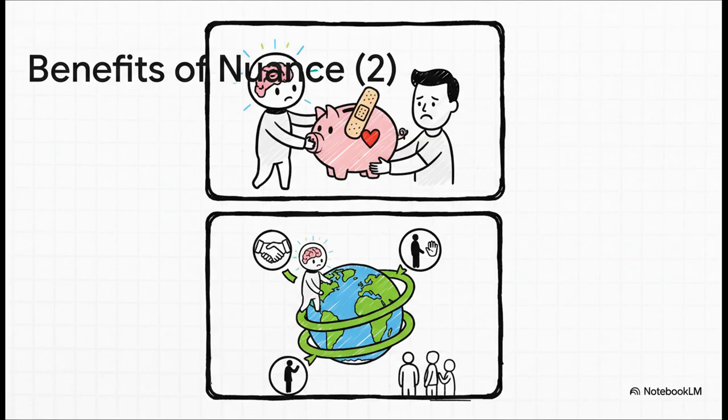Plus, and this is a big one, not every culture out there values being super direct. An AI that can adapt to high-context cultures, places where so much of the meaning is implied instead of spelled out, is just going to be more effective and frankly more respectful on a global scale.